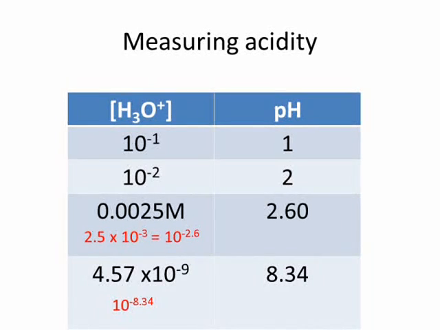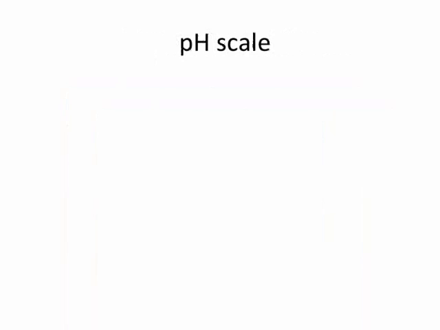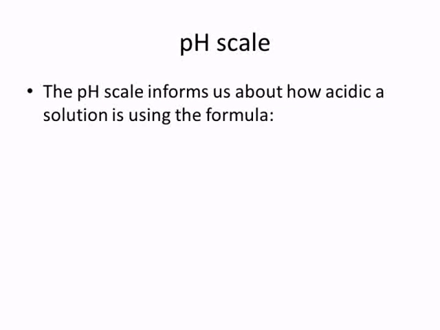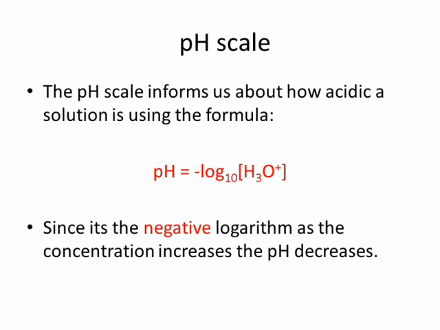We have to turn that number in front, the 4.57, into a negative log to be able to do our concentration. So the actual relationship between the pH and the concentration is that the pH is equal to the negative log to the base 10 of the hydrogen ion concentration. Since it's a negative log, that means that as our concentration gets higher, the pH will get lower.